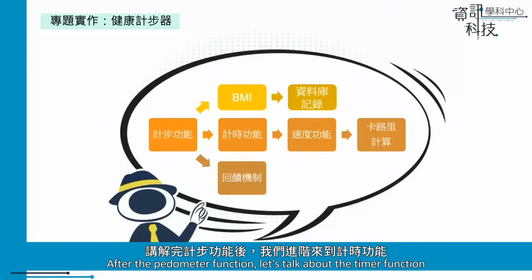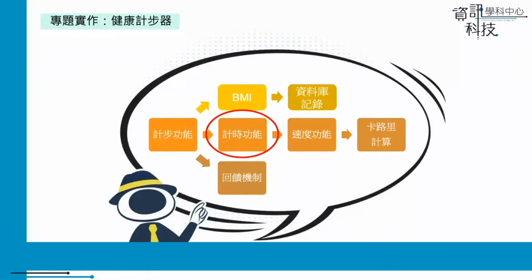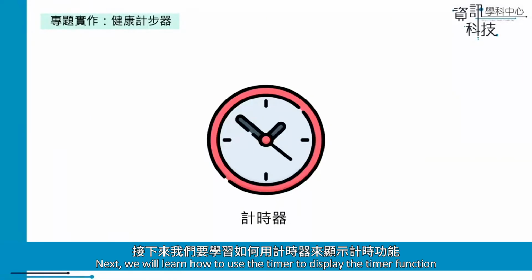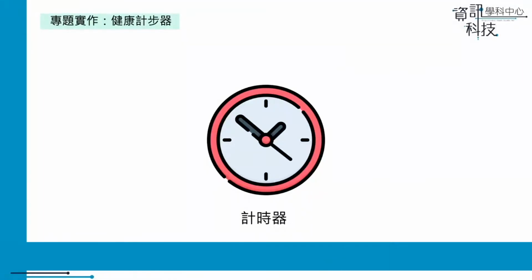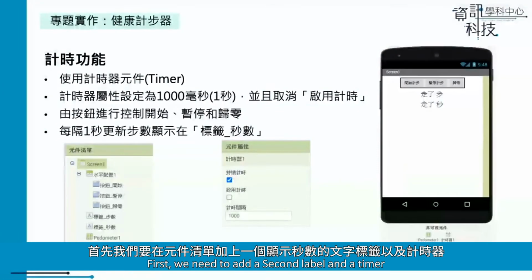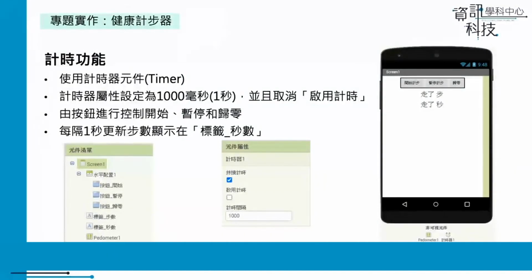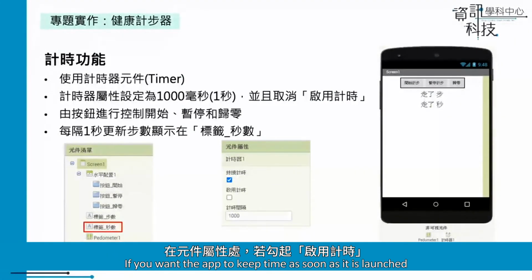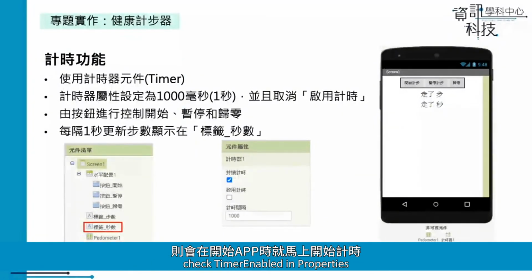After the pedometer function, let's talk about the timer function. Next, we will learn how to use the timer to display the timer function. First, we need to add a second label and a timer. If you want the app to keep time as soon as it is launched, check Timer Enabled in Properties.